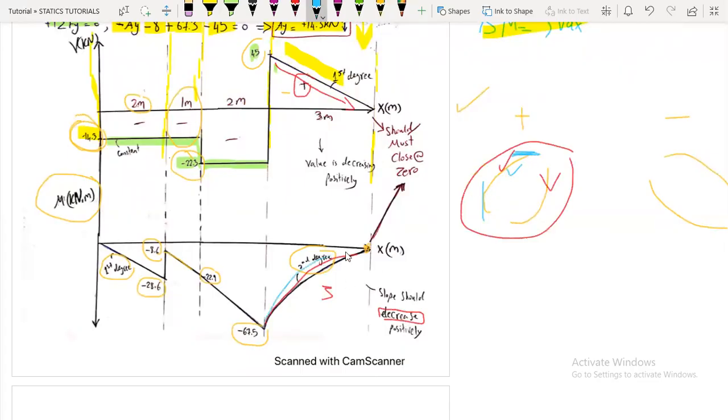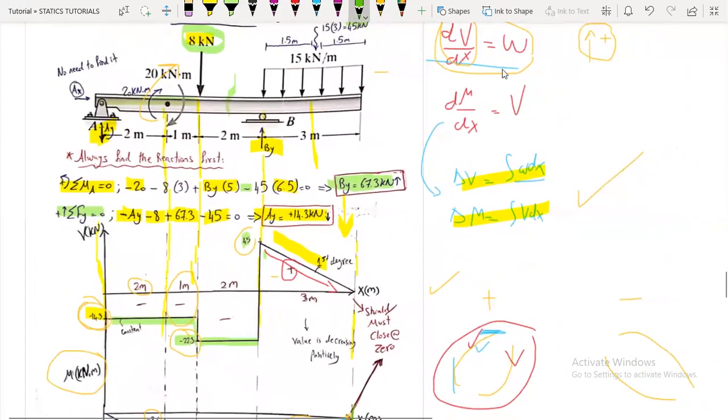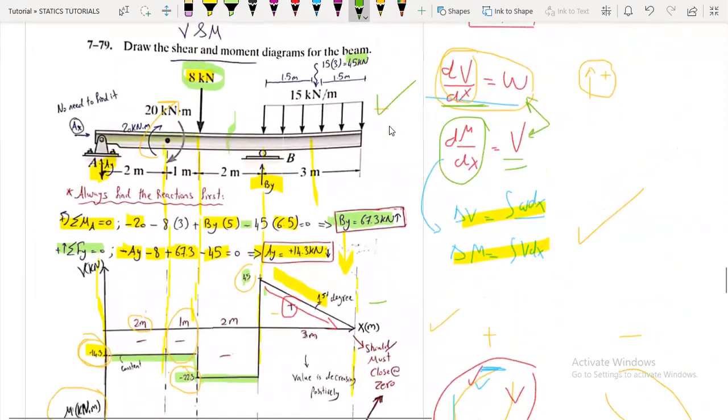So if we have drawn it this way, it's wrong. Why? Because here the value of the slope is 0 because it's horizontal, and here the value is maximum. So that's why we are using these two equations. Like this, the slope of the moment depends on the shear value, and the slope of the shear depends on the loading.